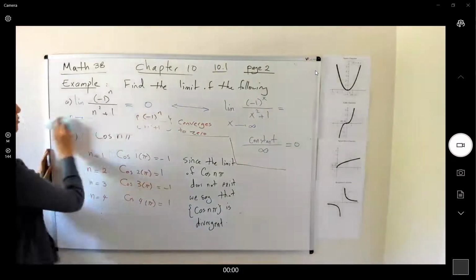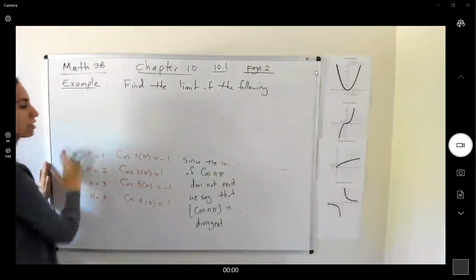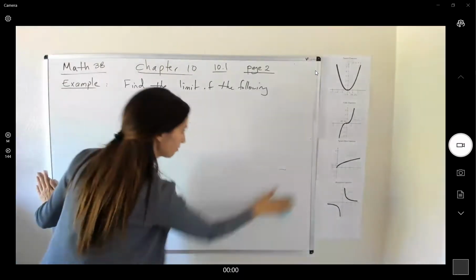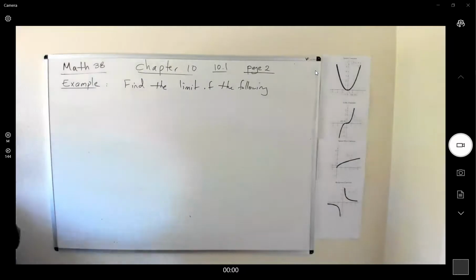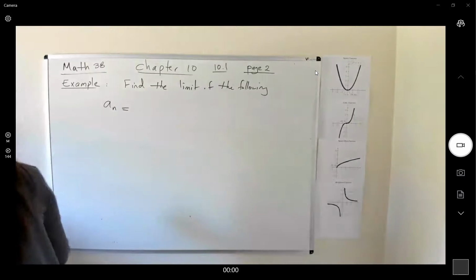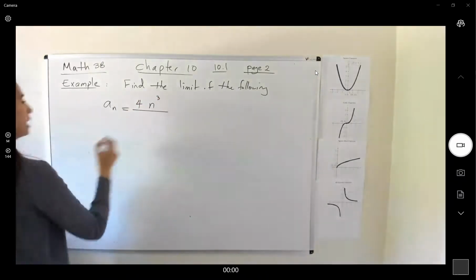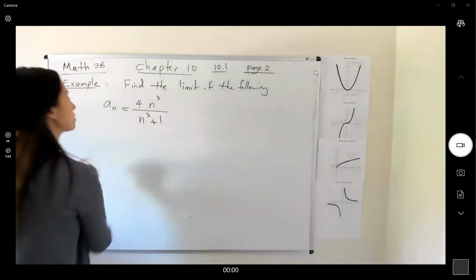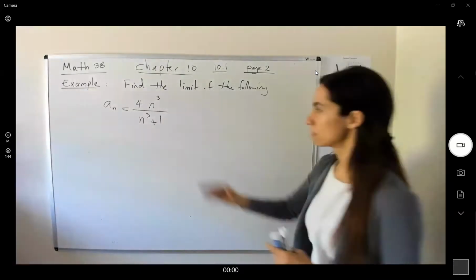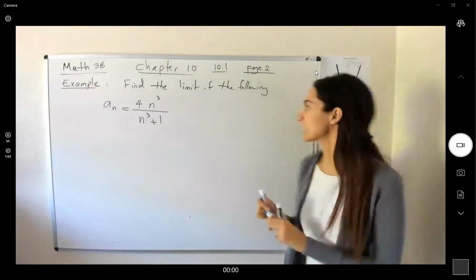Well, another example for you. Do we have a convergent or divergent sequence? So here you have a sub n, which is equal to 4 n cubed divided by n cubed plus 1. So what's the limit while n goes to infinity? Let us get back to calc 1.